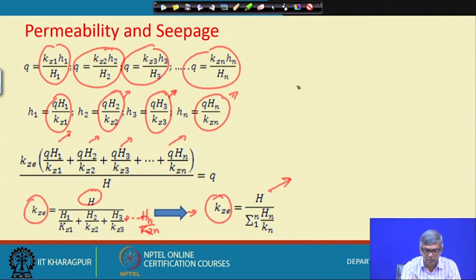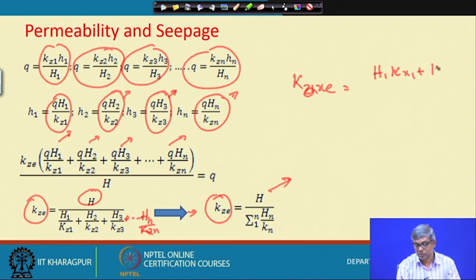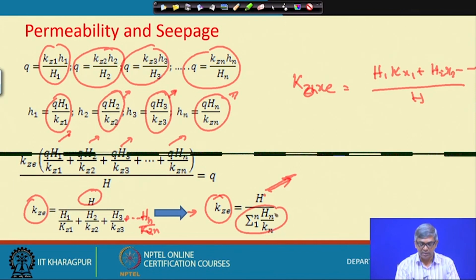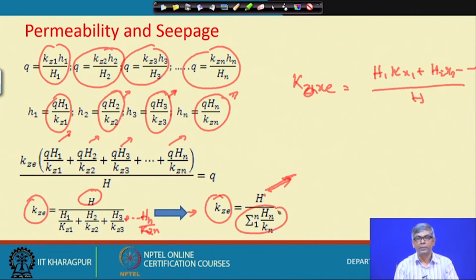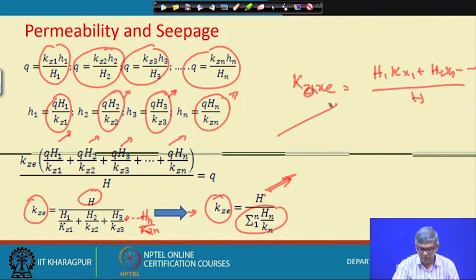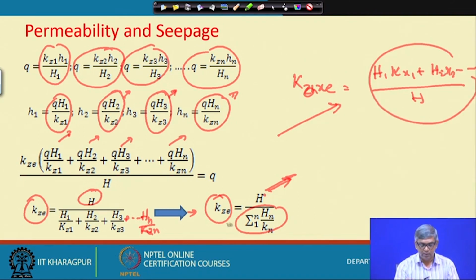So, these are the two formulas. In the x direction, it is H1 Kx1 plus H2 Kx2 etc. divided by H, whereas in the z direction, the summation of H by K will be here, and from there we can find the equivalent permeability of multiple layers with different permeabilities like Kx1, Kx2, Kx3, or Kz1, Kz2, Kz3. For flow in the horizontal plane, the equivalent permeability equation is this, and when the flow is taking place perpendicular to the bedding plane, this value can be used.